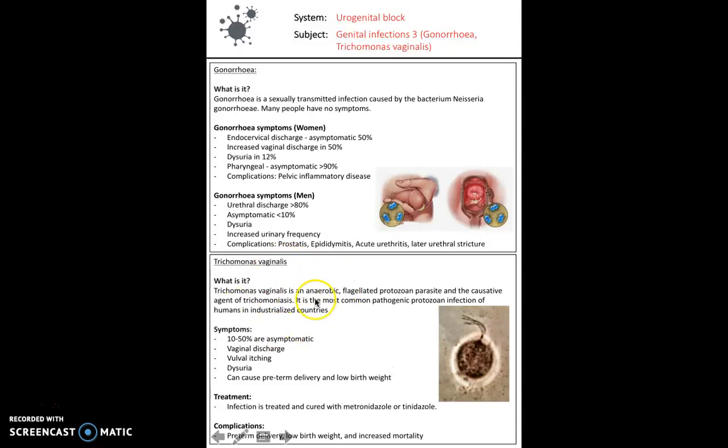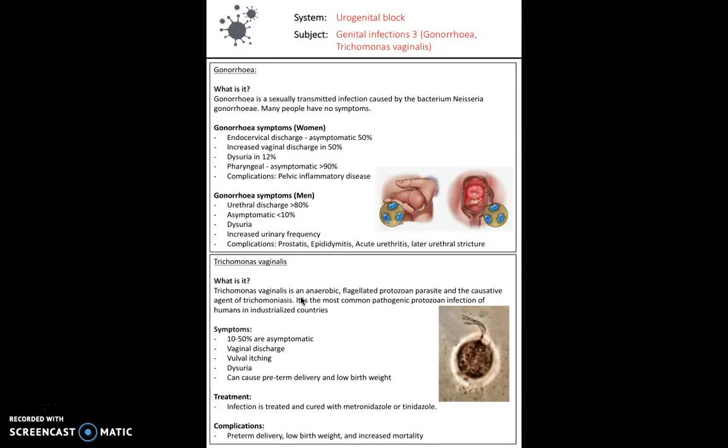The last genital infection that we looked at was Trichomonas vaginalis. This is an anaerobic flagellated protozoan parasite and the causative agent of trichomoniasis. It's the most common pathogenic protozoan infection of humans in industrialized countries. Most of the time, 10 to 50% of patients are asymptomatic. However, some patients will present with vaginal discharge and itching, dysuria, and it can also cause preterm delivery and low birth weight in pregnancy.